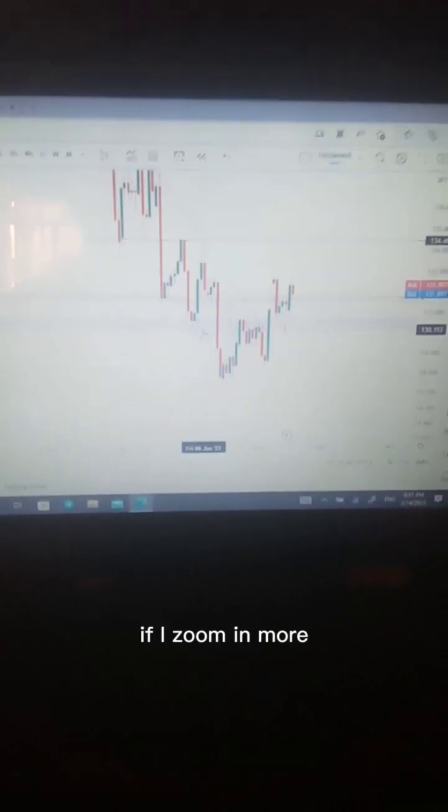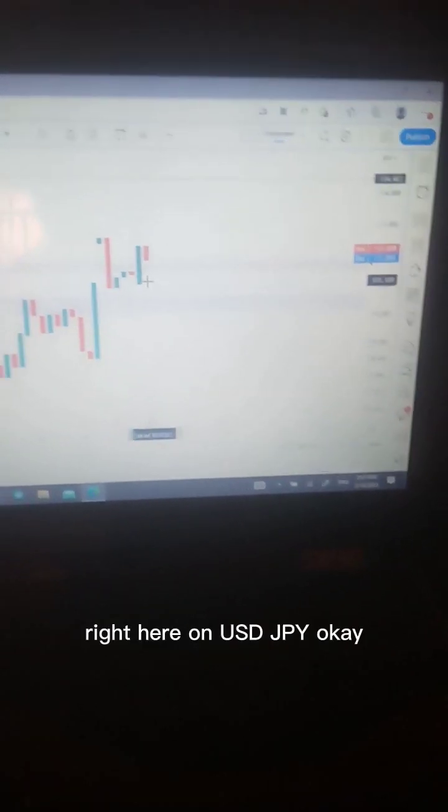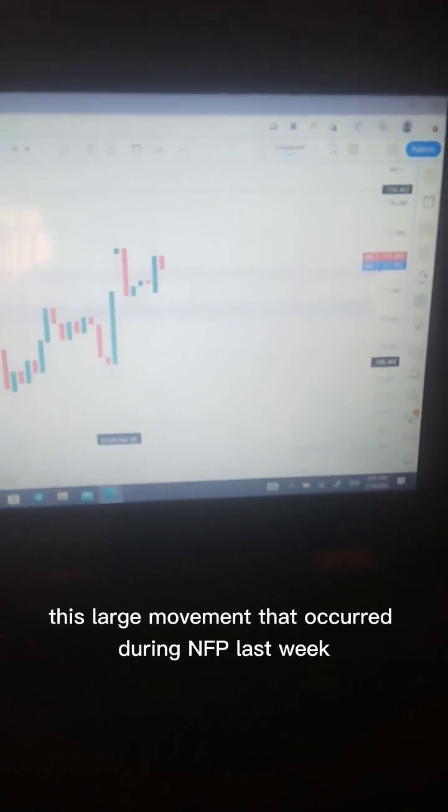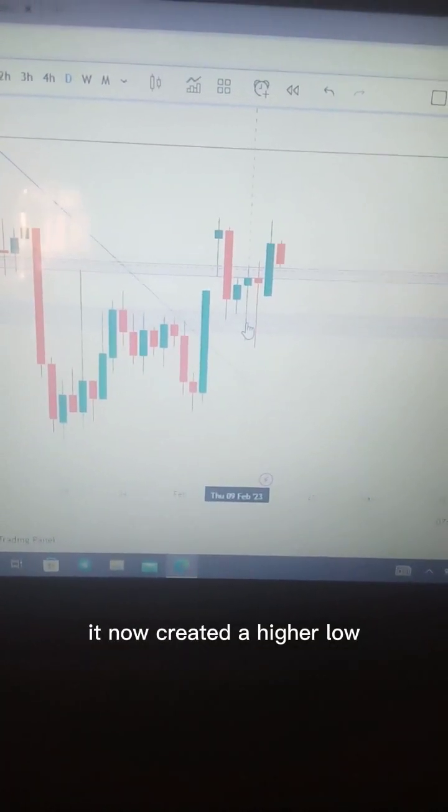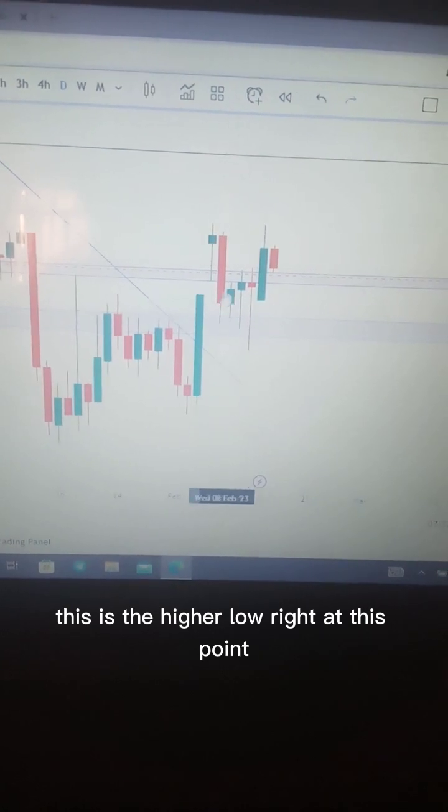If I zoom in more, you can see that we have this break of structure right here on USDJPY. This large movement that occurred during NFP last week broke structure, and then it broke above this lower high and then created a higher high, and now it created a higher low. This is the higher low right at this point.